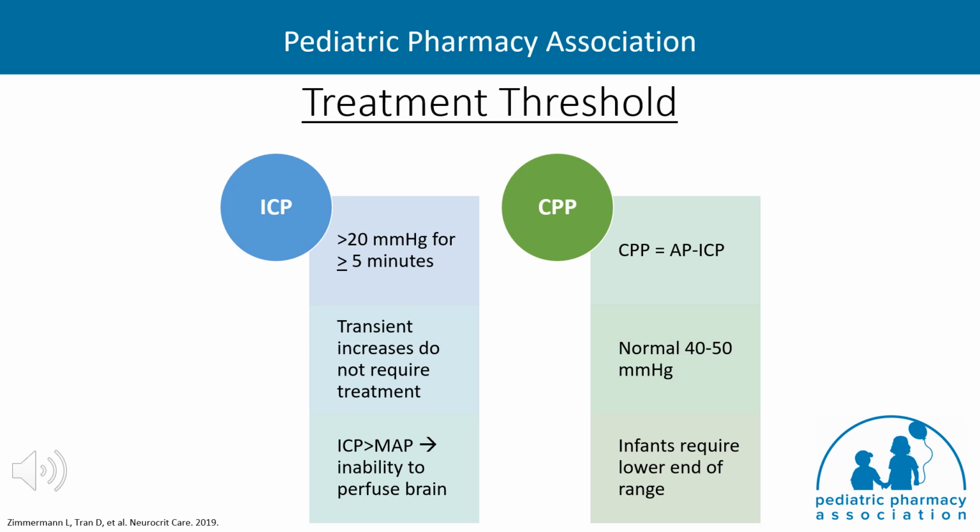Cerebral perfusion pressure is the arterial pressure minus the intracranial pressure. Normal is 40 to 50. However, for infants, the lower end of the range is considered normal. And so if the CPP is too low, then that would indicate the need for treatment.